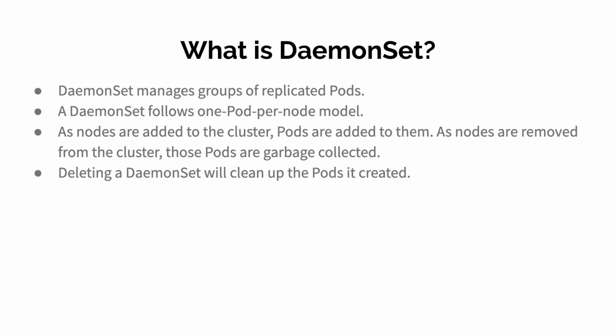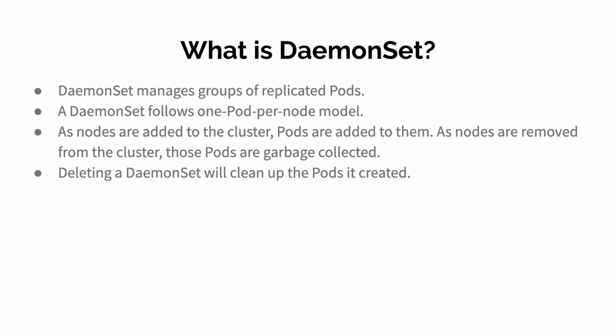Let's get started. So what is a DaemonSet? Similar to a Deployment or StatefulSet, a DaemonSet also manages a group of pods. But a DaemonSet is different in that it only follows a one pod per node model, which means you can deploy only one DaemonSet pod on a Kubernetes node. So let's say if you have a three node cluster, you can only deploy three pods of the DaemonSet, right?